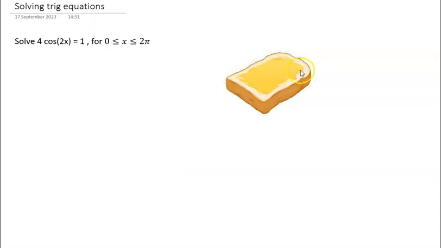Now, this is a piece of bread and butter here, because this is what my old maths teacher would have said was bread and butter maths. You have to know how to do this for A level, not GCSE. Right, so 4 cos 2x equals 1, for x between 0 and 2 pi. So straight away we know to put our calculator into radian mode, and make sure you know how to do that. Okay, we've got 4 cos 2x equals 1.